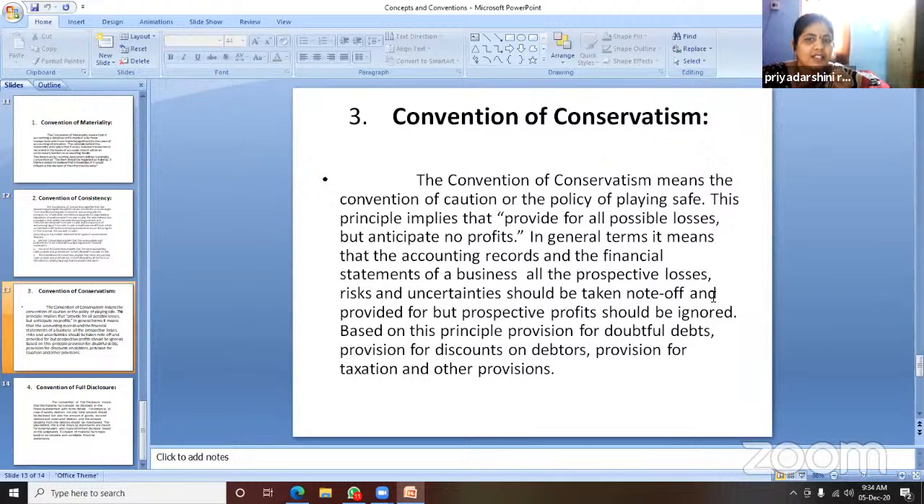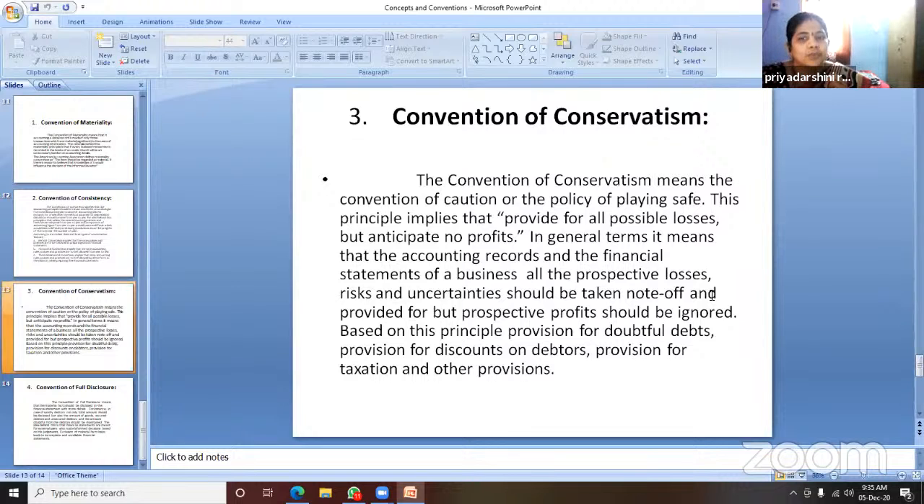Business means uncertainty. We don't know what happens next. So this year we are enjoying profits, enjoying benefits. We don't know about the next year. Losses may occur, so one cannot anticipate the profits. With this view that business involves risk and uncertainties, what may happen, what may not happen, we cannot decide. So they should assume that there are always going to be losses. We should not anticipate profits.